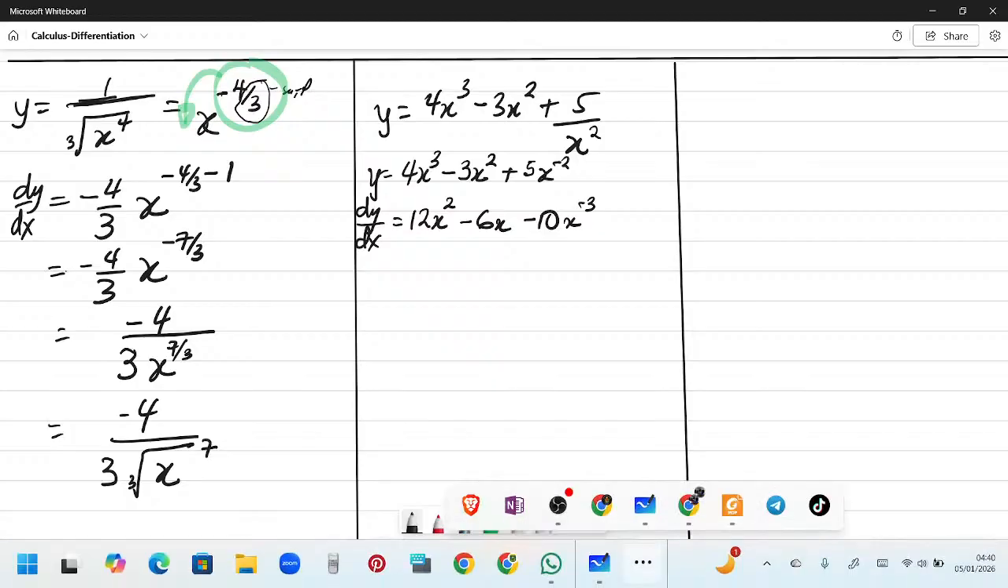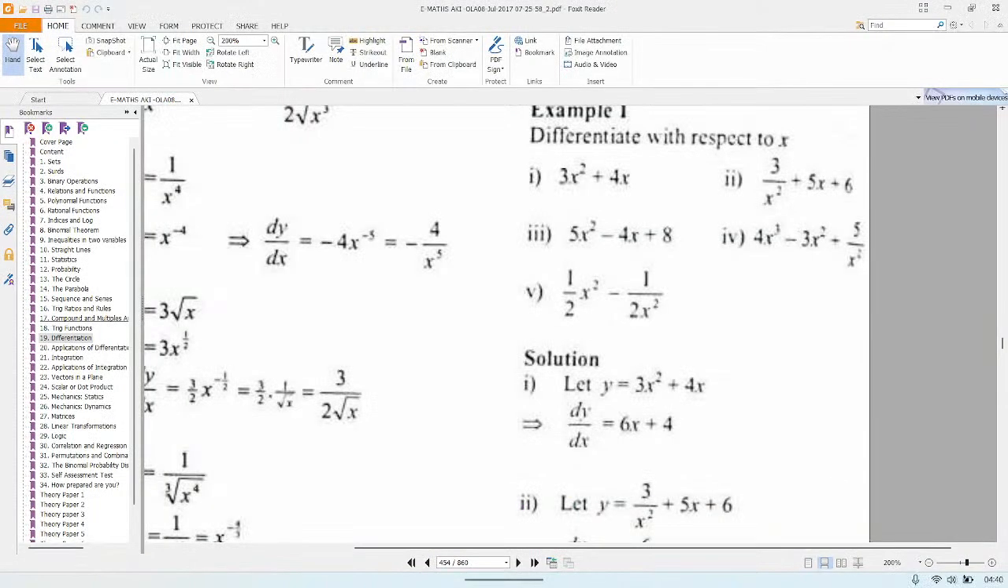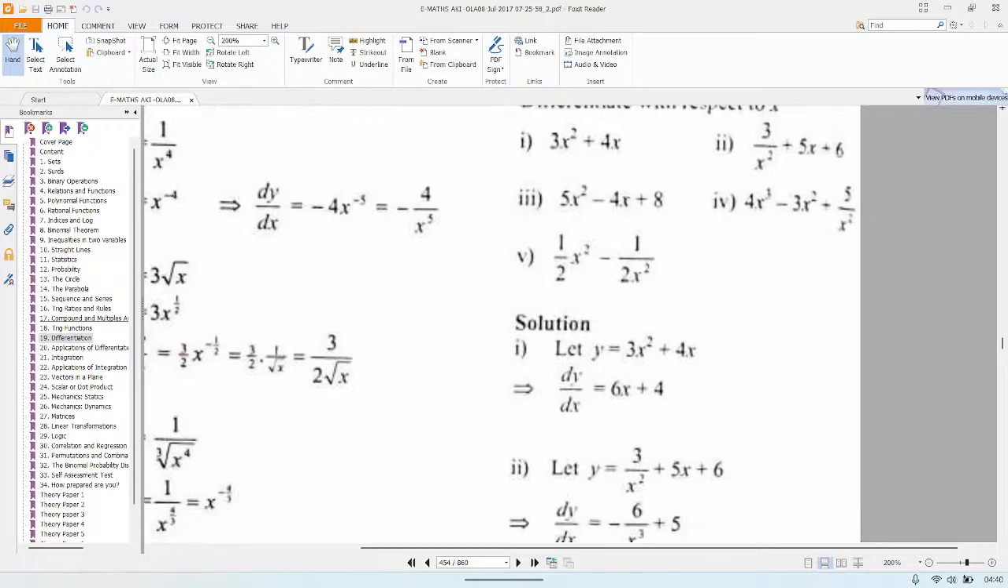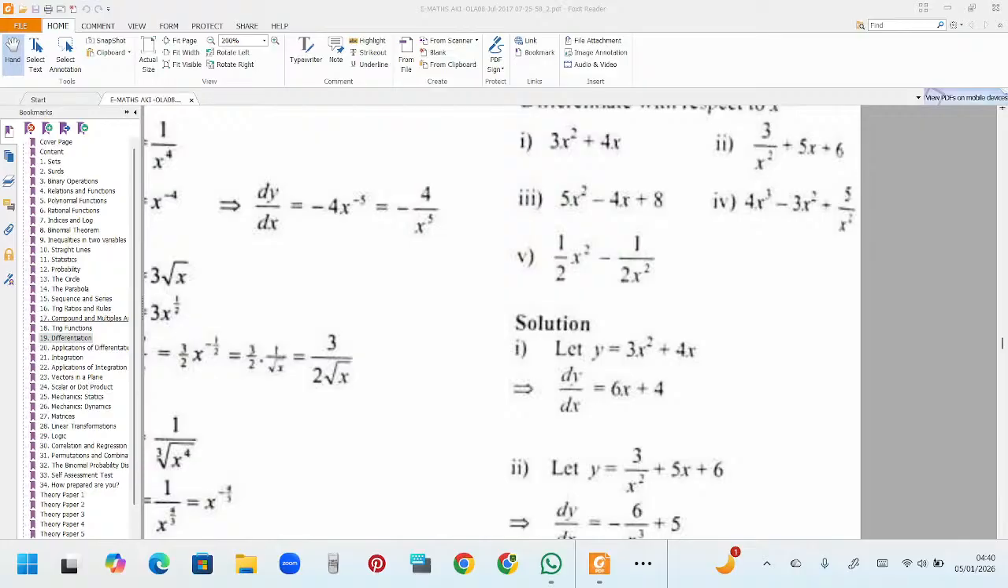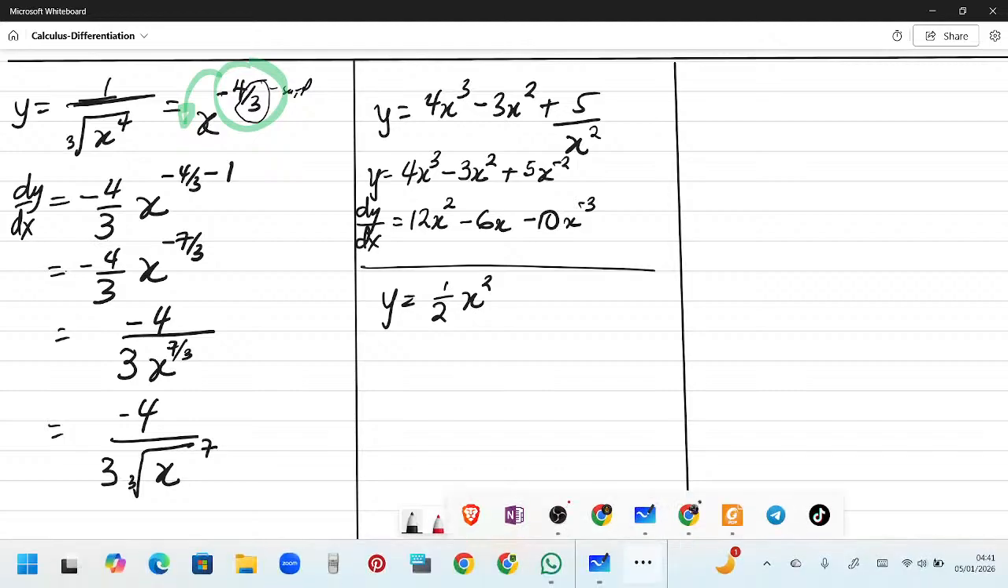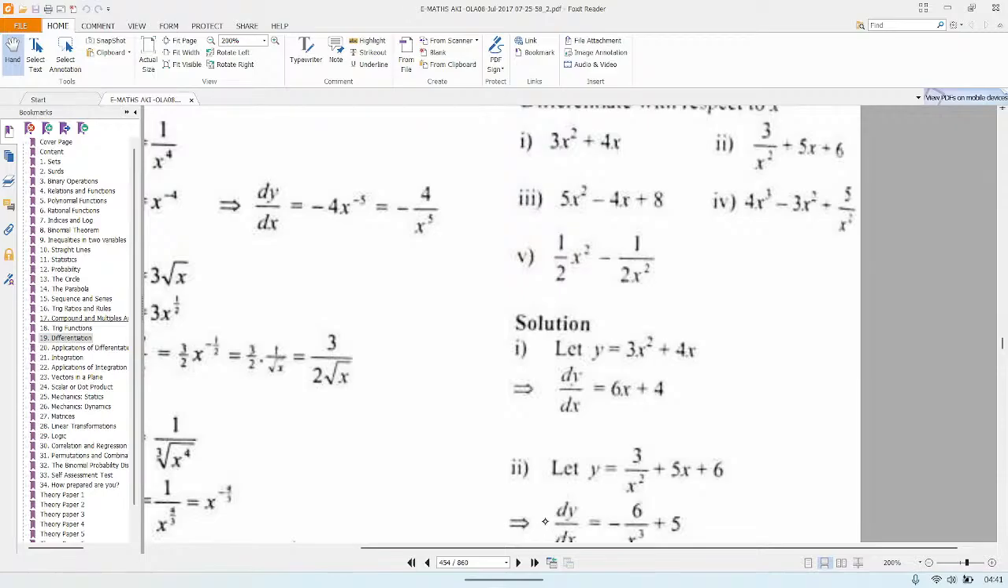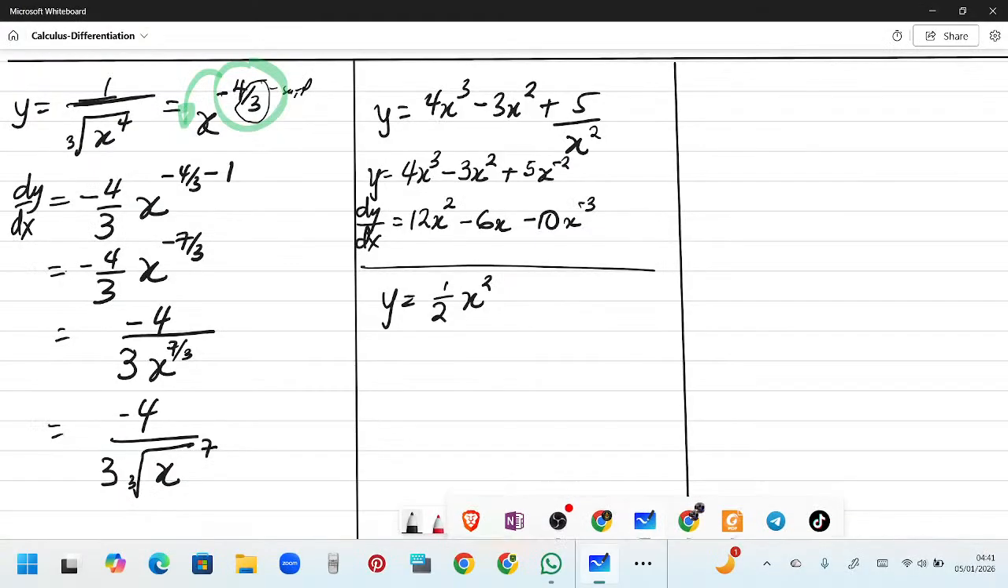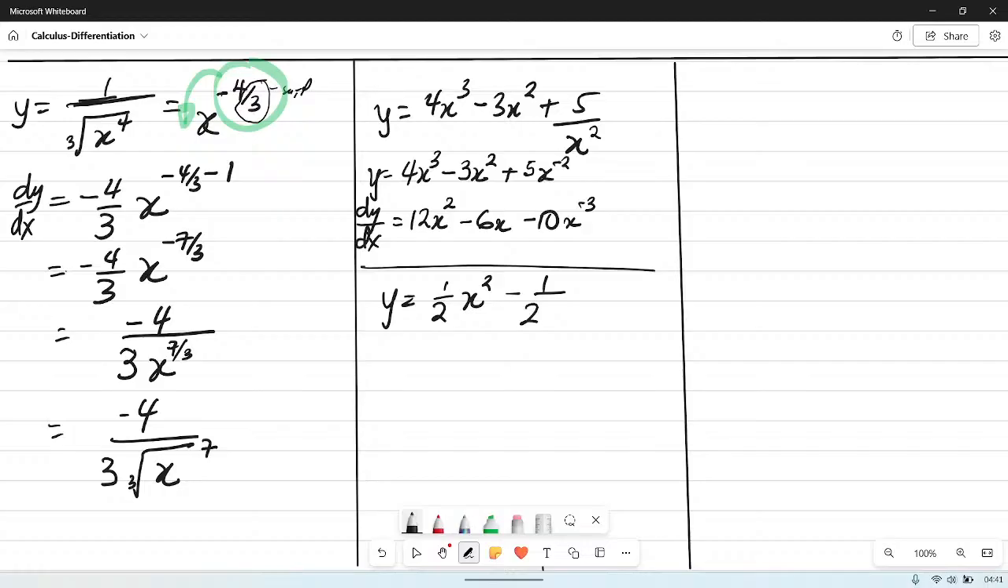Okay, so let's see if we can get another one. Let's do number 5 and move to something else. Half x squared minus half x squared. Okay, this 1 over 2x all squared. So y equals half x squared. Is it minus or plus? I'm going to check. Minus 1 over 2 with the x squared. Yes, do this one.